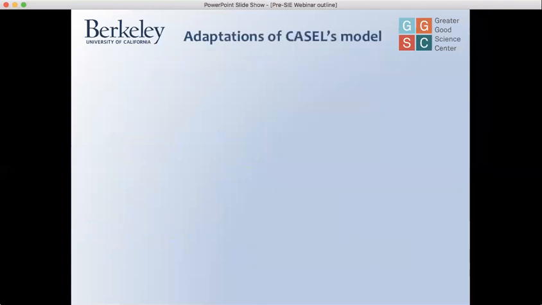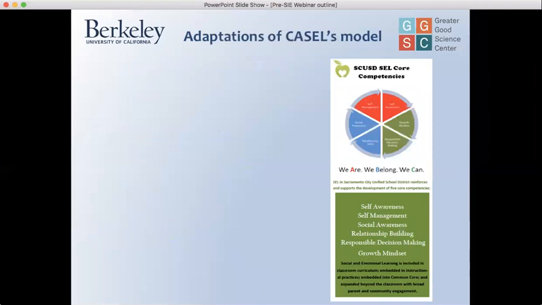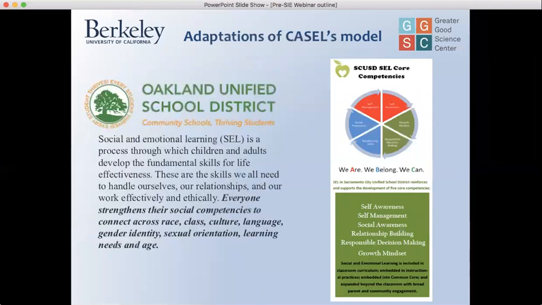So many schools and districts start with CASEL's model, but then they make changes and additions to adapt to their specific needs or outcomes. So for example here, Sacramento City Unified School District added growth mindset as one of their competencies. And then here another example, Oakland Unified School District, they added the bolded italicized language to their definition of SEL to fit the context of their schools. And I'll go ahead and let you just pause and read that on your own.